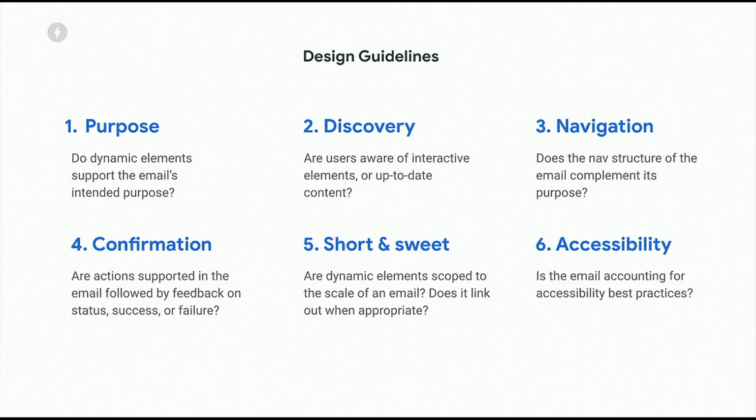Fourth, if you design AMP emails that allow users to take actions right from the message, you should ensure users are aware of the status of that action. It should be clear within the message whether the user action was successful, or if it failed, or if it needs to be retried.